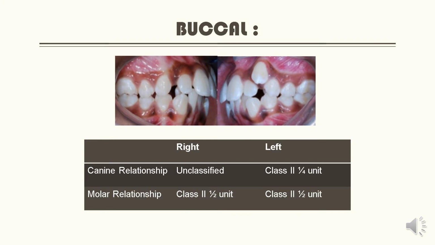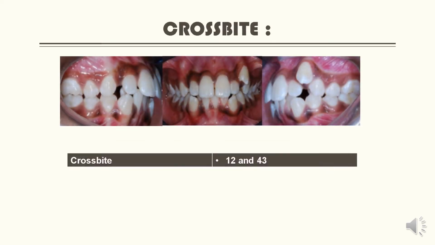This is the buccal segment. The canine relationship on the right is unclassified due to the impacted 1/3, and on the left it is class 2 half unit. For the molar relationship, both right and left are class 2 half unit. She also has a crossbite between 1/2 and 4/3.